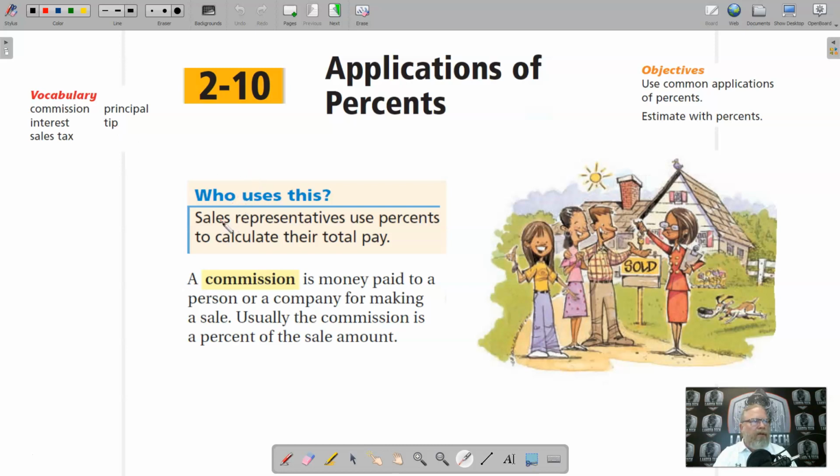So who uses this? Well, sales representatives use percents to calculate their total pay, such as this realtor here who has just sold this lovely house to this fine couple here. Commission is part of our vocabulary. A commission is money that is paid to a person or a company for making a sale. Usually the commission is a percent of the sale amount. So for instance, the house sells for a certain price, and then a certain percentage has been agreed upon to pay the realtor for having done the job of showing the house and finding a purchaser for it.